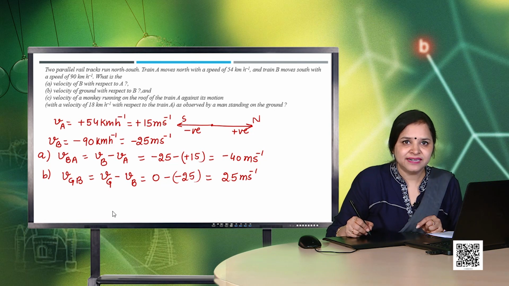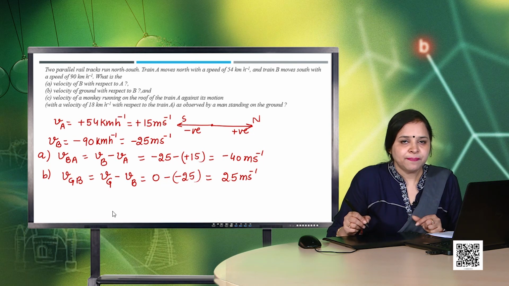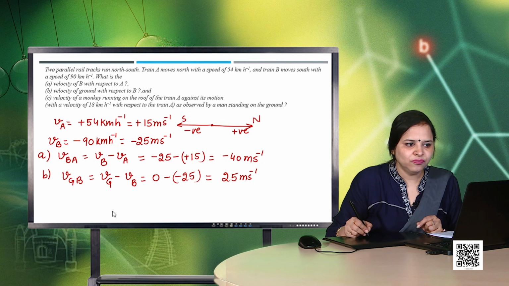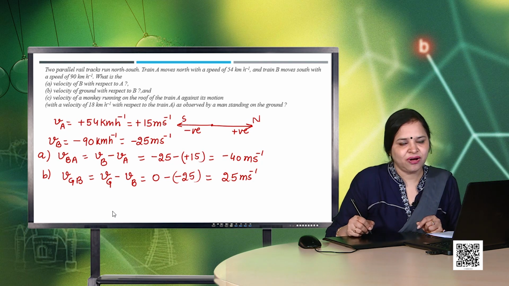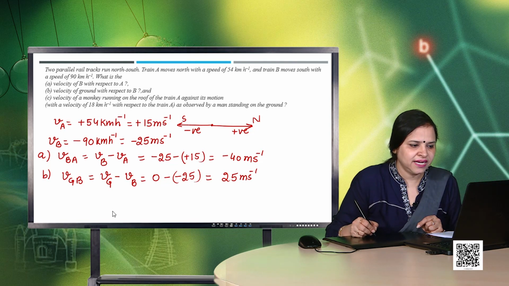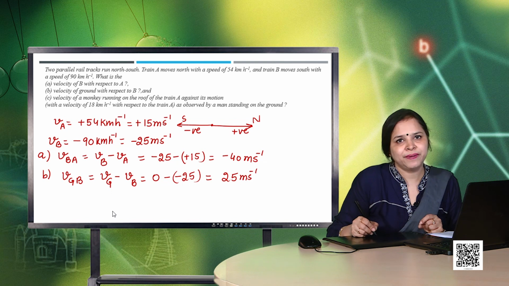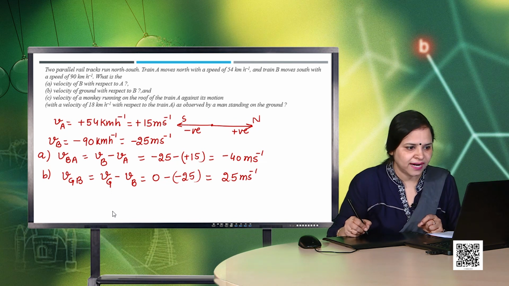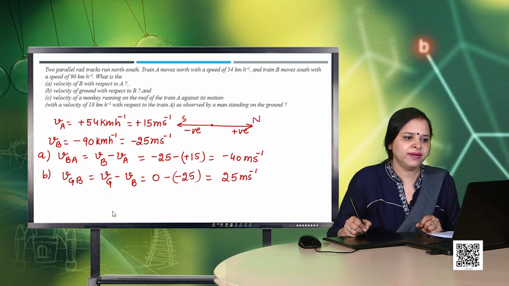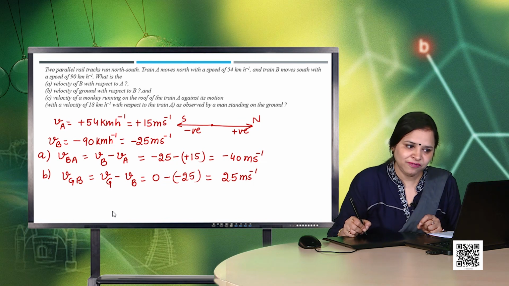Suppose we are travelling in a train, then it appears to us that the ground is moving in the opposite direction of our motion. Similarly, if any passenger is sitting in train B, then to him, he is moving towards the south direction, but to him the ground will appear to move towards the north. So, that is positive 25 meters per second, with the same speed.